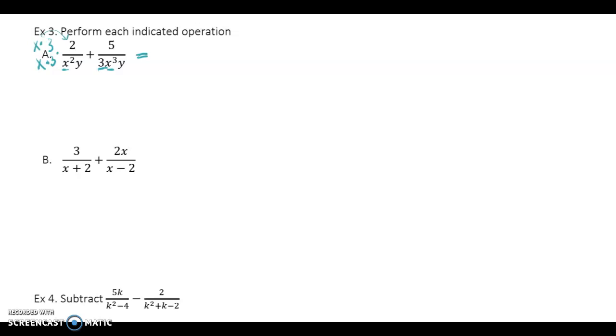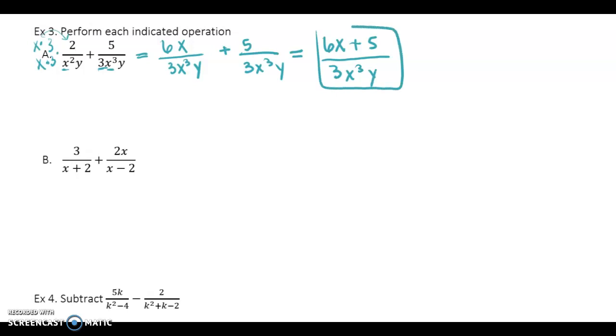So that's it. And then you just multiply these. So that gives you 6x. And then on the bottom you have 3x to the 3rd y plus 5 over 3x to the 3rd y. So now you have common denominators and you could add the tops. x plus 5 over 3x to the 3rd y. And you're done there. You can't factor anything out of the top.